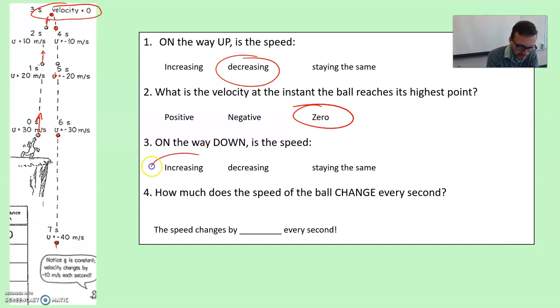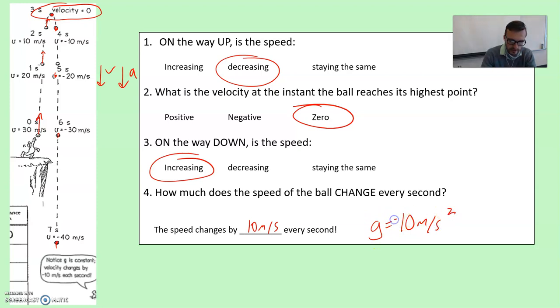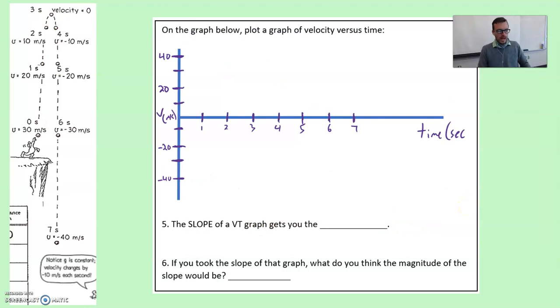On the way down, the speed is increasing. Why? Because you have a downward velocity, and you also have a downward acceleration. And when velocity and acceleration are in the same direction, that means a gain in speed. So you'd be increasing your speed. When we say how much does the ball change its speed every second, we would say the speed changes by 10 meters per second every second. Why is that? That's because g, the acceleration due to gravity, is 10 meters per second squared, and it's negative because it's down. So let's go ahead and plot what we see in that picture on a VT graph.